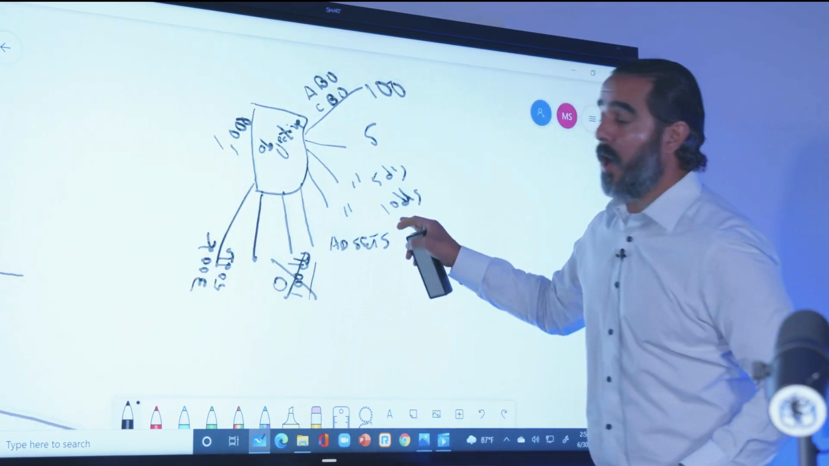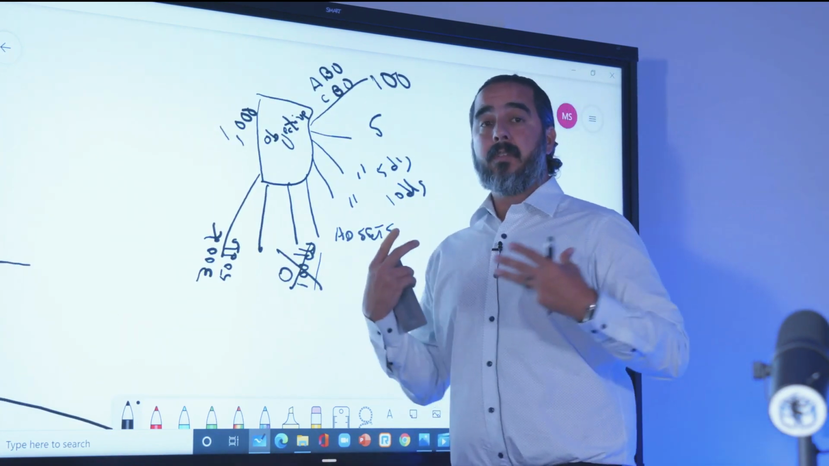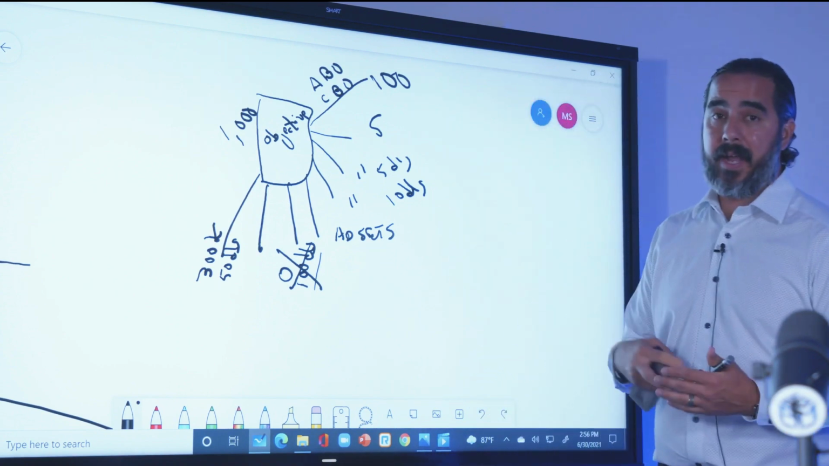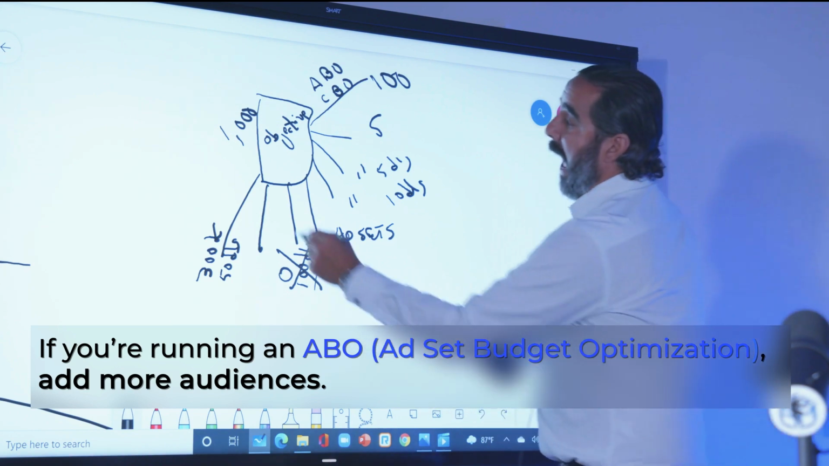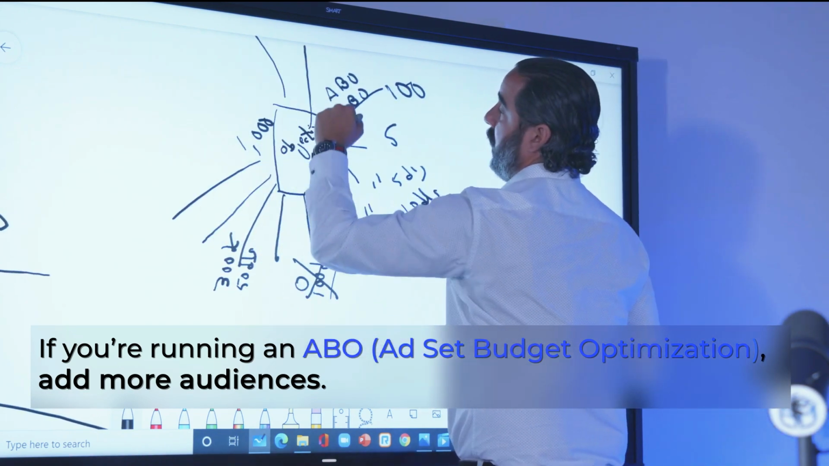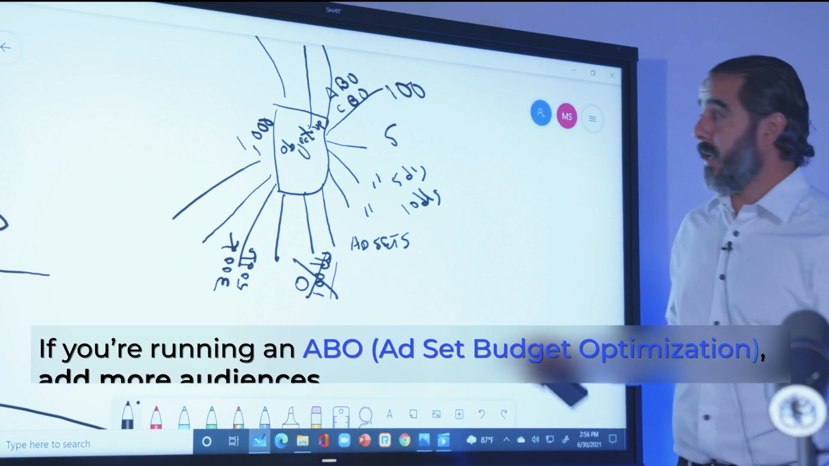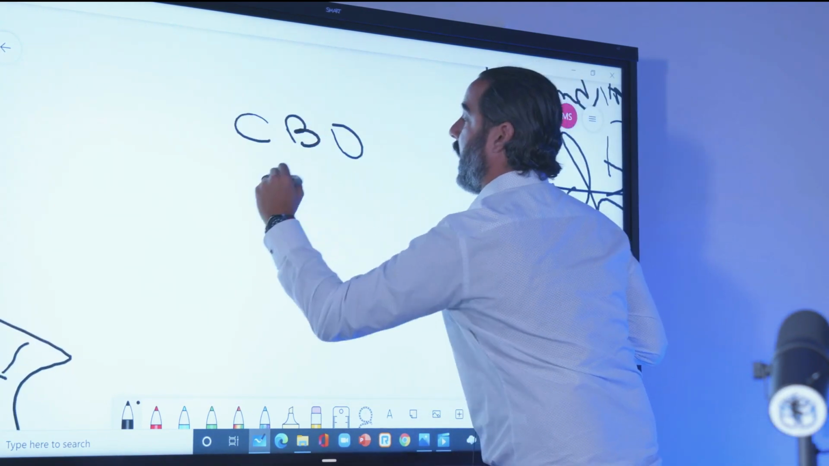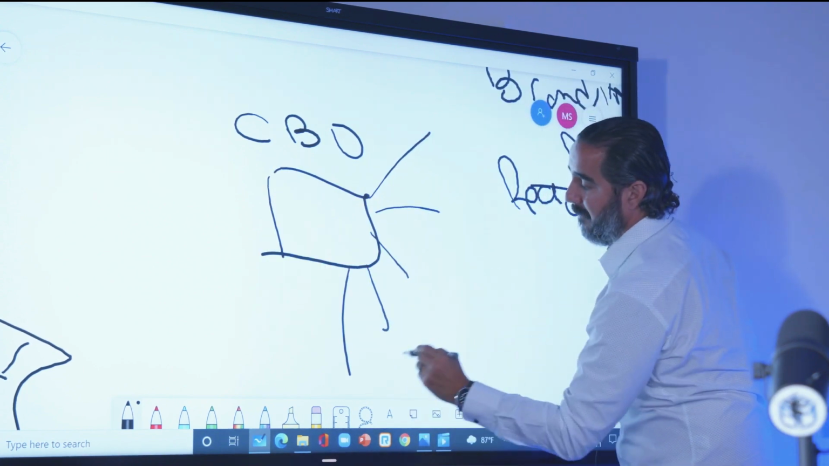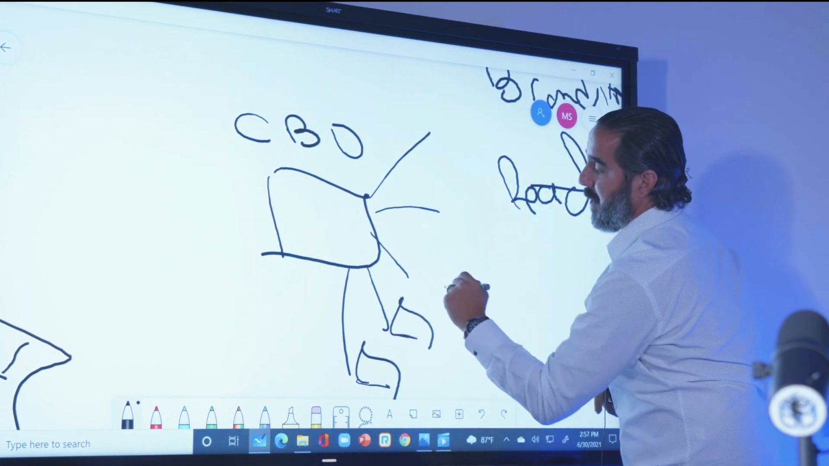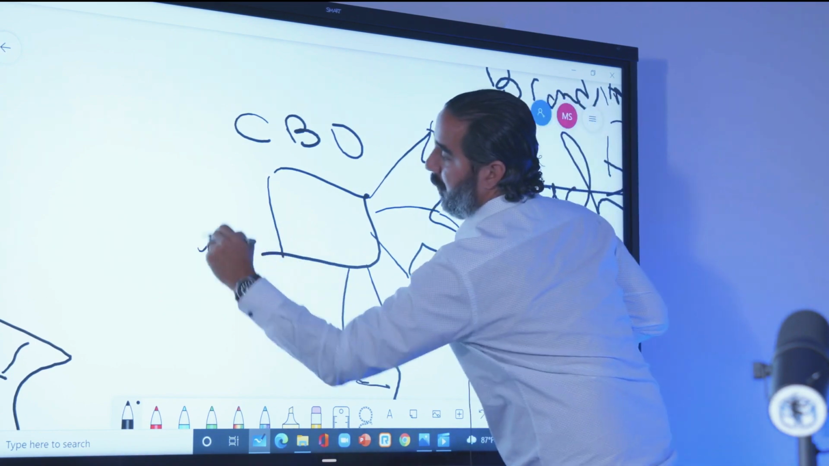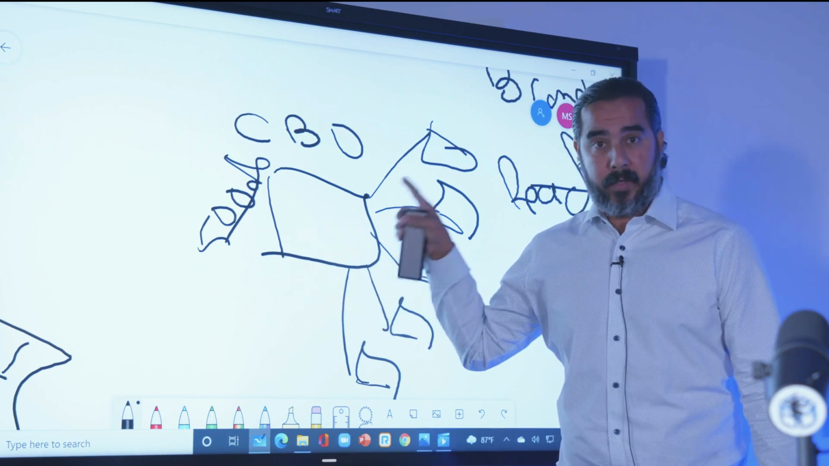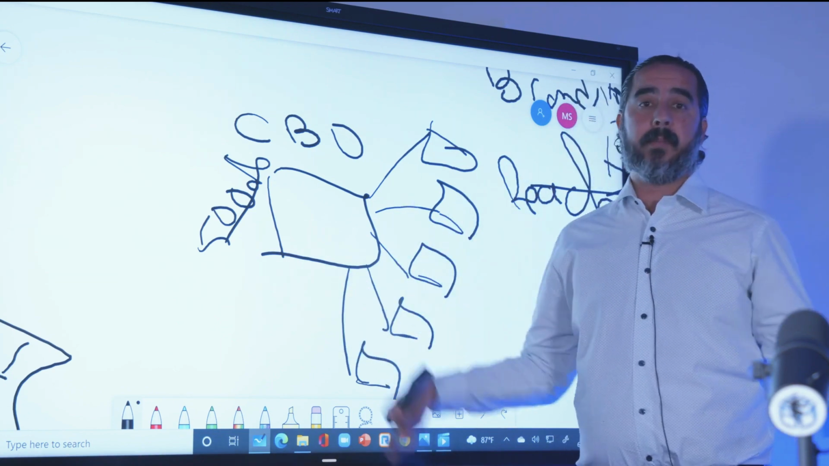So the complicated, advanced answer to your question of how do we scale a winning ad is very simply this: if you're running an ABO, add more audiences to your campaign. If you're running a CBO, let's say that this is a CBO campaign, and it's working, and you have 5 audiences and a $500 budget for the entire campaign, you don't touch that if it's working. You don't touch it, because when you touch it, you're going to mess up the whole optimization.